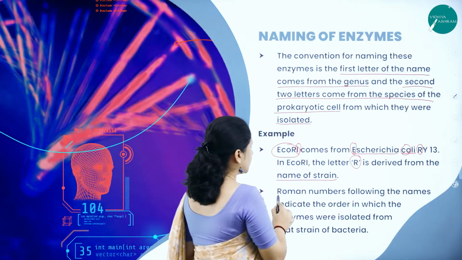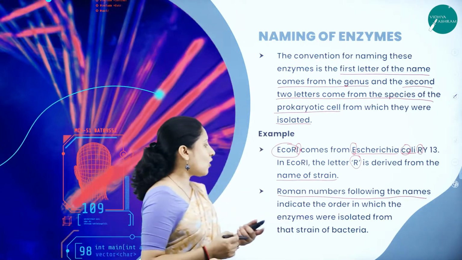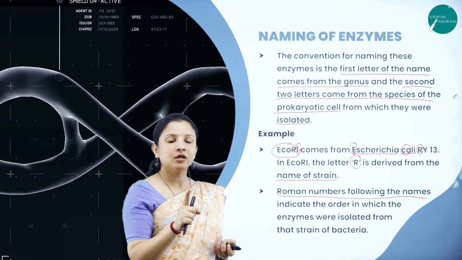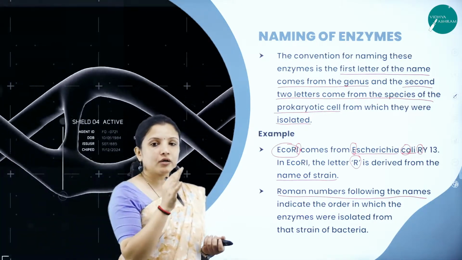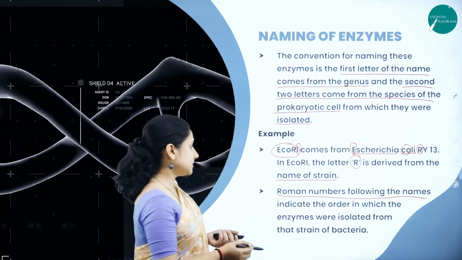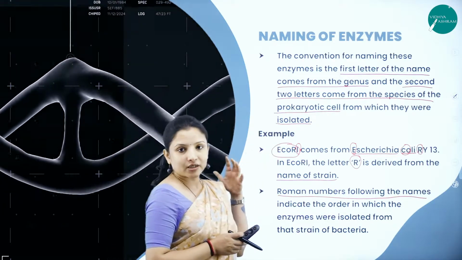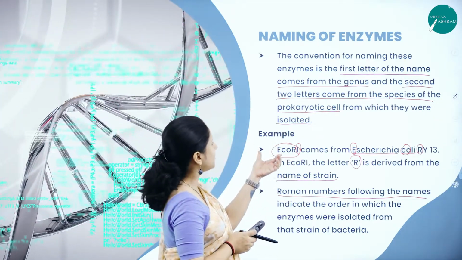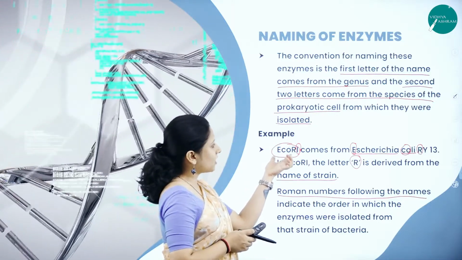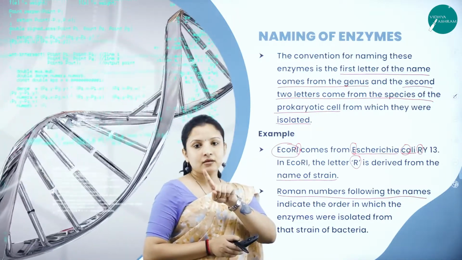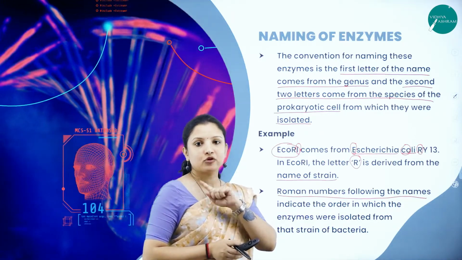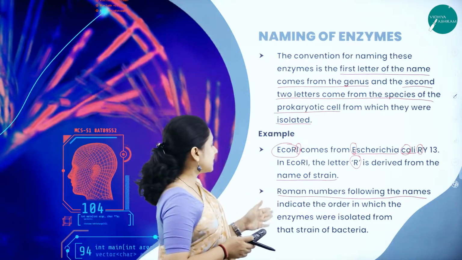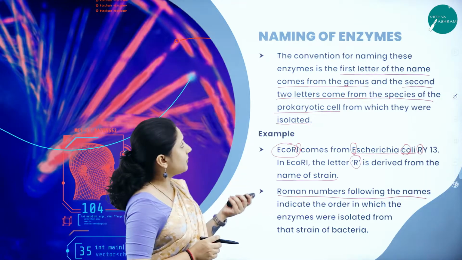Roman numbers following the names indicate the order in which the enzyme was isolated. If it was isolated the first time, it is 1, second it is 2, like that, in the order in which the enzyme was isolated. So what did we understand now? By looking at the name, this particular restriction endonuclease enzyme was isolated from the Escherichia coli RY13 strain, and it was isolated first. It was the first enzyme to be isolated from that. Therefore, EcoRI is the name given to it. That is how they name it. So this is about the naming of the enzymes.